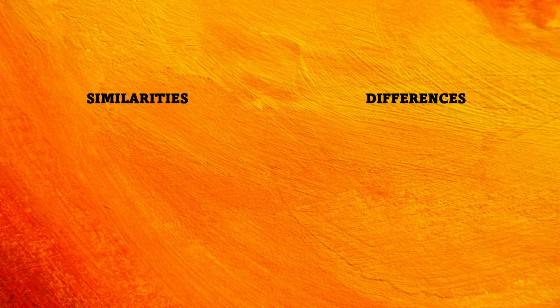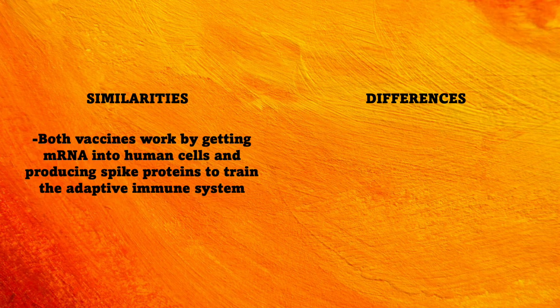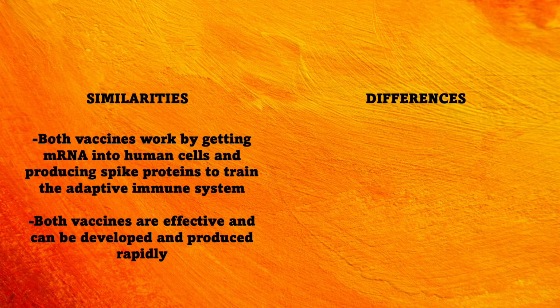When comparing mRNA vaccines to viral vector vaccines, in terms of similarities, both work by getting mRNA into human cells and ultimately producing spike proteins that train the adaptive immune system to produce antibodies against the virus. They're also similar in the sense that they're both effective and can be developed and produced quite rapidly.